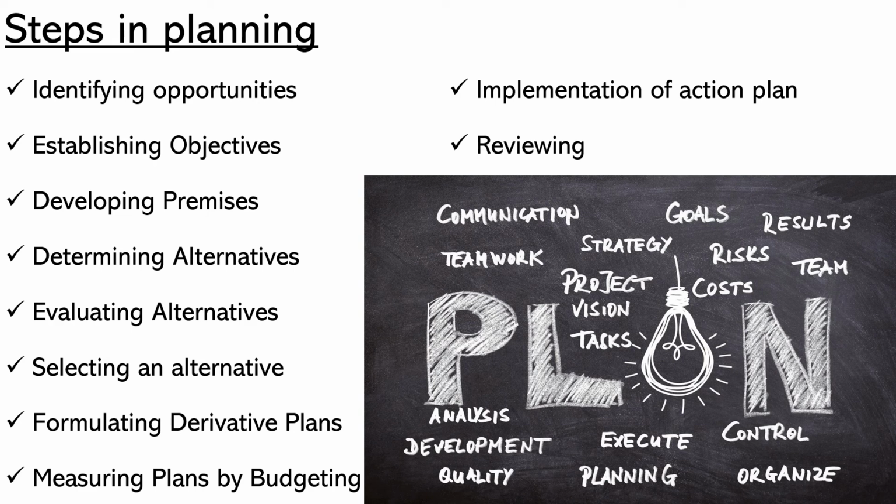Next is determining alternatives. Determining alternatives means, this is my plan. Now to implement that, what are the various promising alternatives that I have? And next one, you have to evaluate the alternatives.